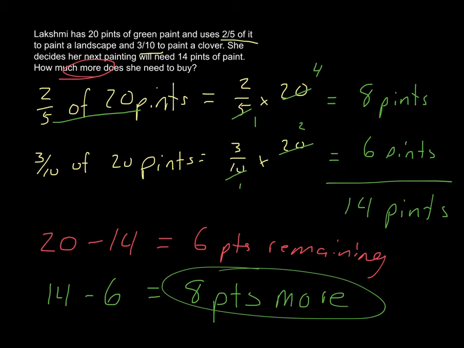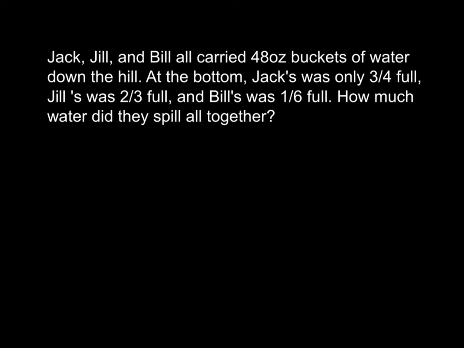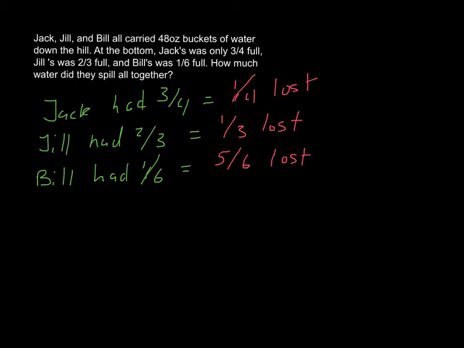Let's try one last problem. Jack, Jill, and Bill all carried 48-ounce buckets of water down the hill. At the bottom, Jack's was only 3/4 full, Jill's was 2/3 full, and Bill's was 1/6 full. How much water did they spill all together? Now, there are two ways I can look at this problem. Well, there are more, but two main ways that I'm looking at it.